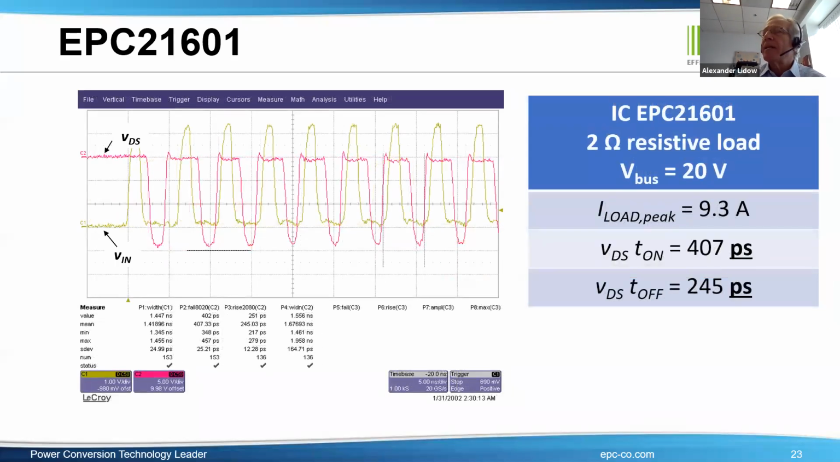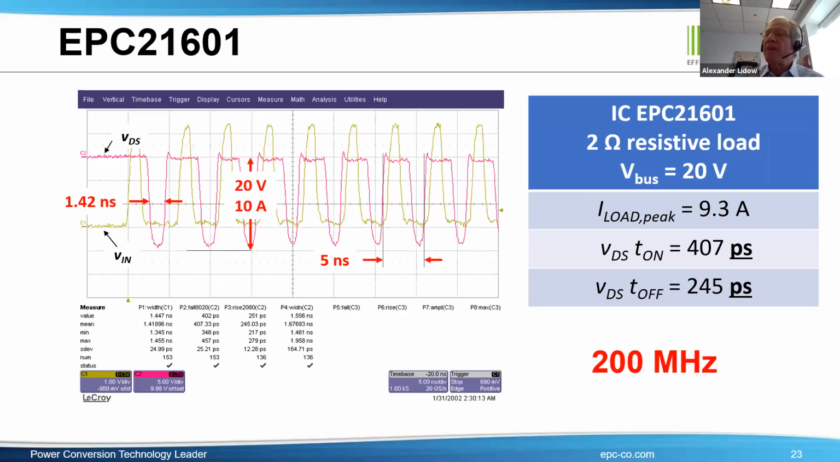Now let's look at it doing a pulse train. In this case, we're putting out a 1.4 nanosecond wide pulse. Rise time is against 20 volts and 10 amps, and it's a 5 nanosecond repeat, which means we're running this at 200 megahertz, which is kind of at the high end of the modern IToF systems.